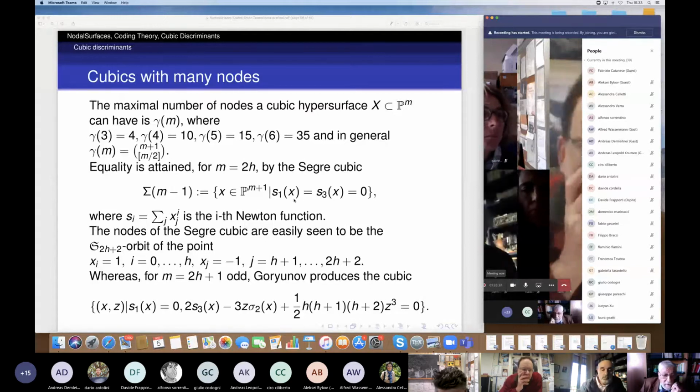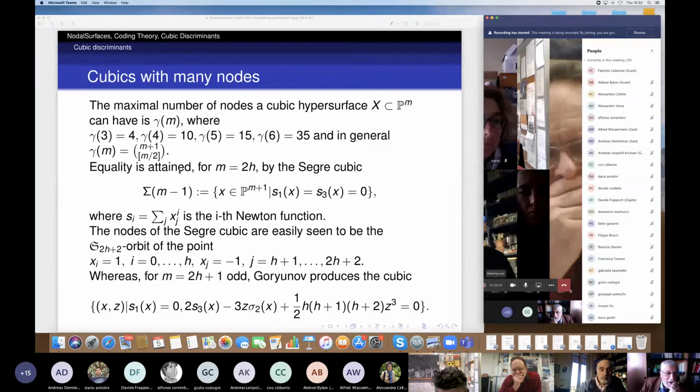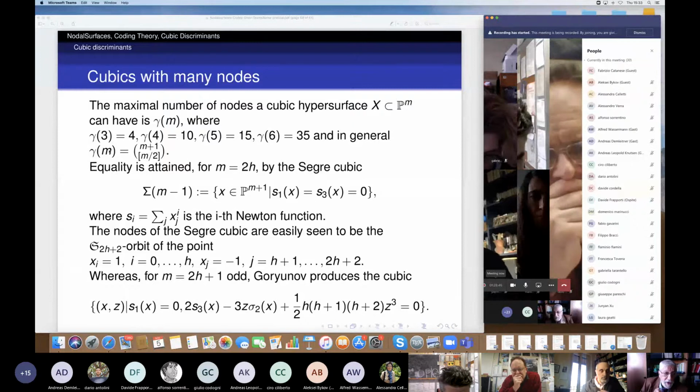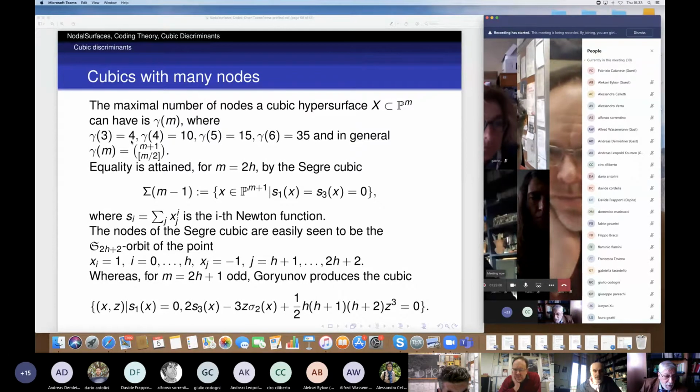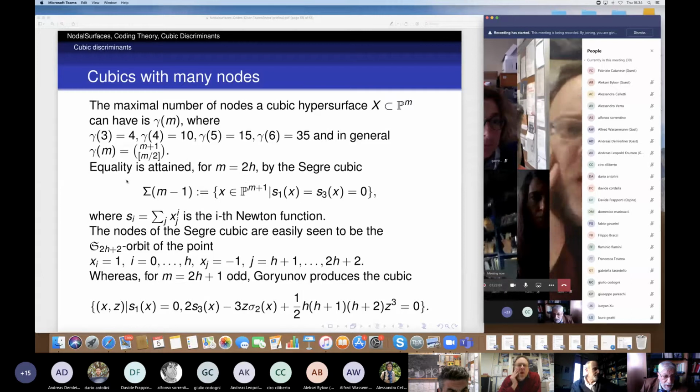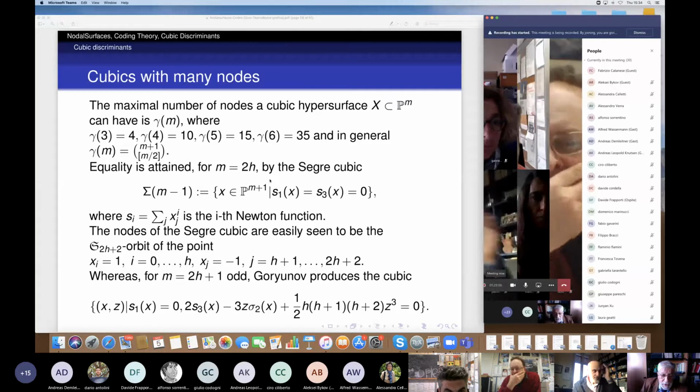Well, let me try to finish. Now, there comes one quite interesting question of projective geometry. The maximal number of nodes a nodal cubic hypersurface can have is known. In dimension 3, in P3, it is 4, then 10, 15, 35. And equality for even dimension is attained by the Segre cubic.